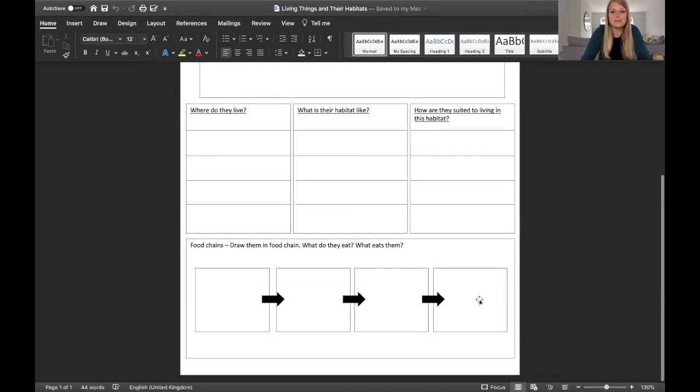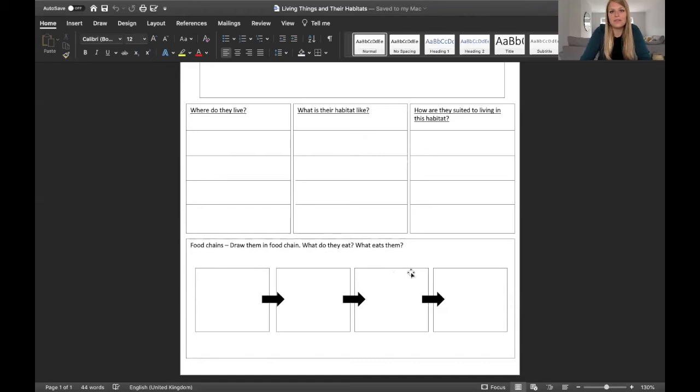And the final box at the bottom is all about food chains from our learning last week. So it says here, draw them in the food chain. What do they eat? What eats them? Now, don't forget, when we did our work on food chains, we often start with a plant at the start. So I'd like you to find out some animals that your animal likes to eat, or some plants that your animal likes to eat. I'd like you to find out what eats the animal that you've chosen.